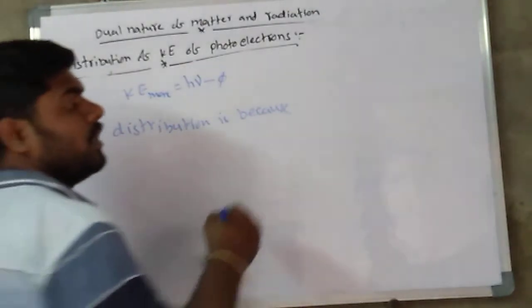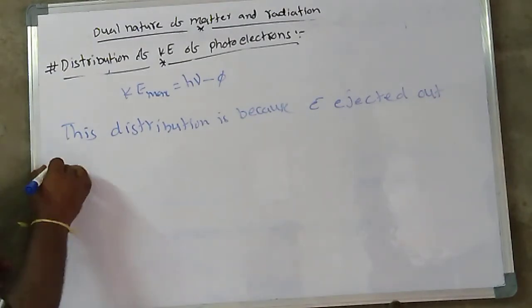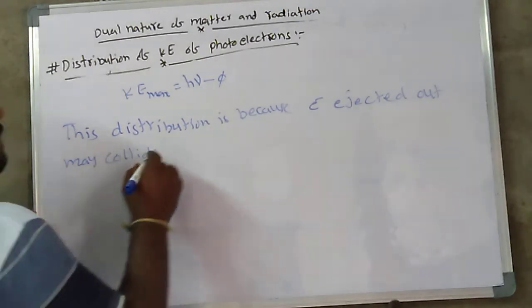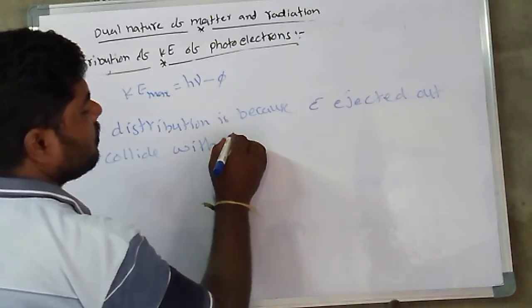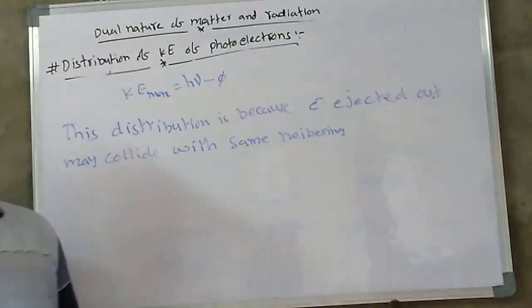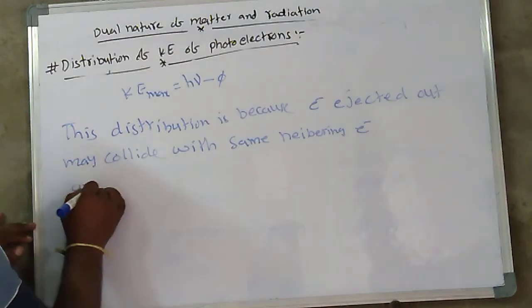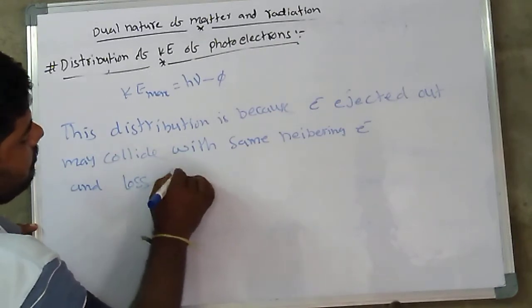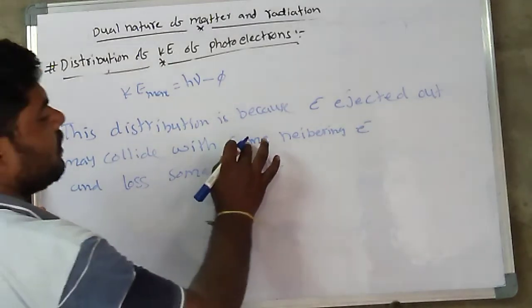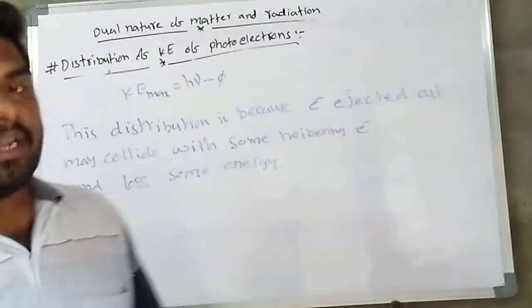the electron ejected out may collide with some neighboring electrons and lose some energy.